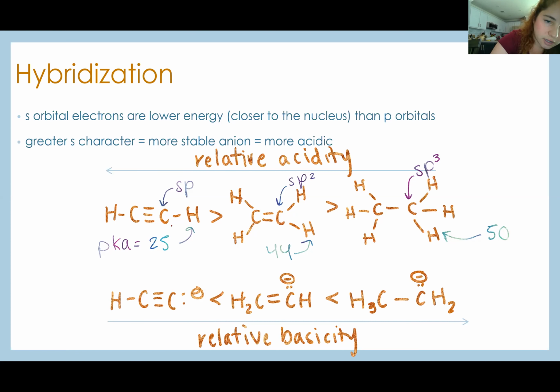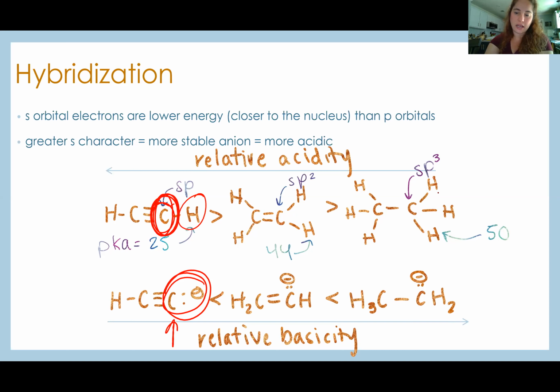So the carbon in the alkyne is sp hybridized. So if we deprotonate it and create a negative charge on carbon, that negative charge is sitting in a much lower energy orbital. So this is more stable. If we deprotonate the alkane, we're deprotonating an sp3 carbon. This is sitting in a much higher energy orbital, so it's going to be less stable.